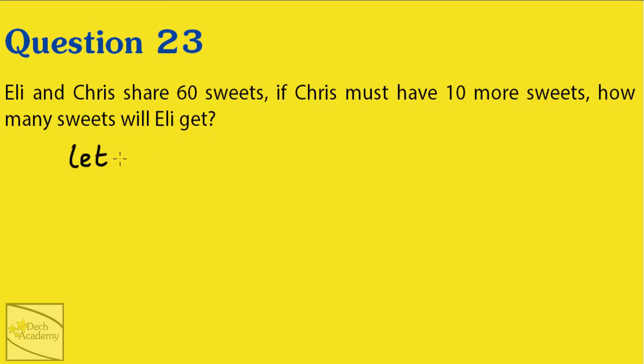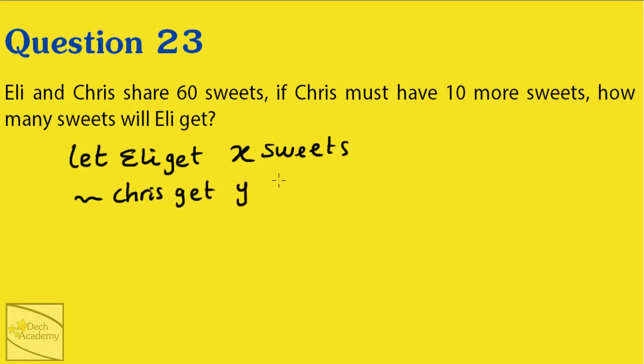So let Eli get X sweets. And let's say let Chris get Y sweets. So because they shared 60 sweets, it means that the number of sweets Eli gets plus the number of sweets Chris gets must add up to 60. So this is just one equation.